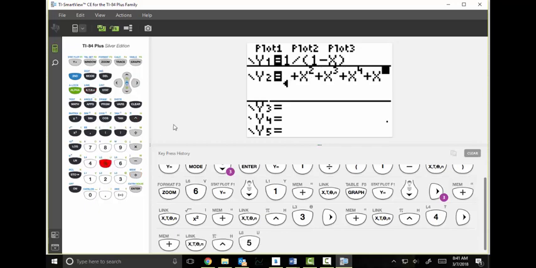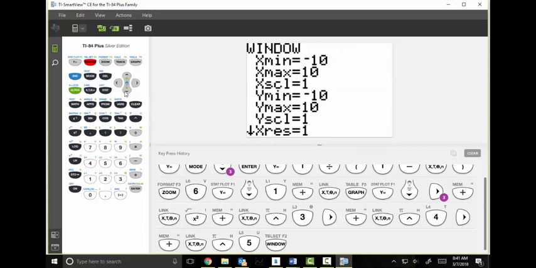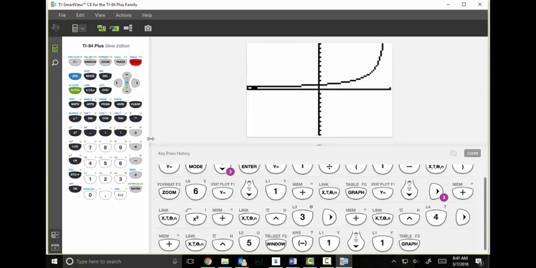And then what I'm going to do is I'm going to zoom in. I'm going to mess with my window. I'm going to make my x value go, instead of negative 10 to 10, from negative 1 to 1, because that's our interval of convergence. We know that because it's a geometric series. Let's graph it. So here comes the first one.